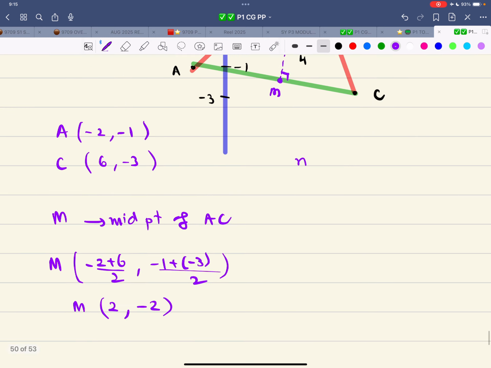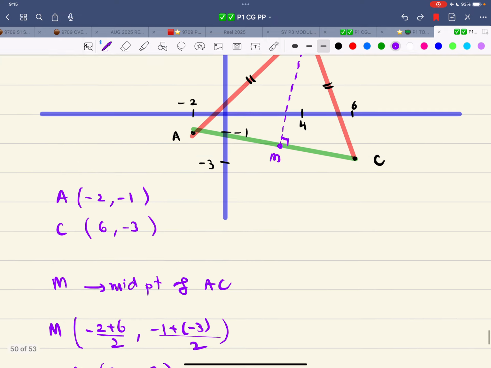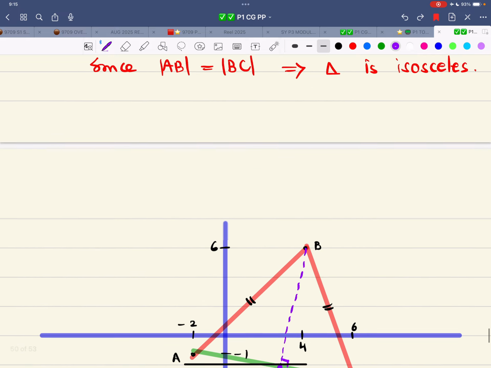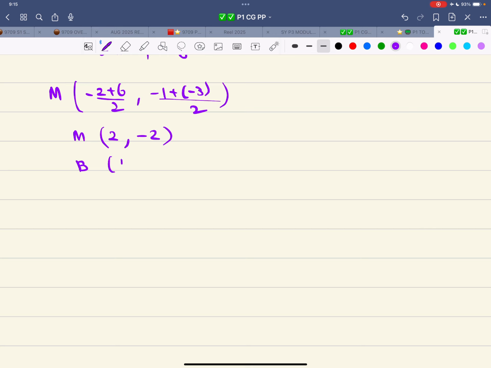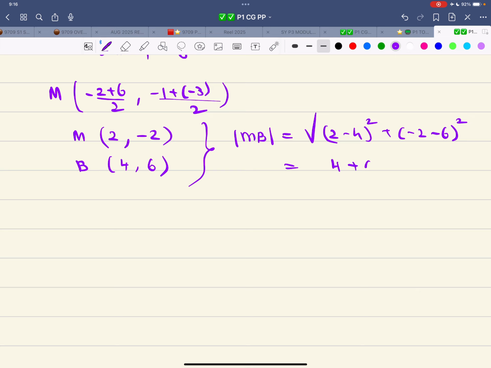Also, let me find the gradient of AC. Actually, I don't need the equation. So I think this is more than enough. I have M. Let me write B over here, which is 4, 6. So B is over here, 4, 6. I'm interested in the distance. So MB is the square root of (2 minus 4) whole square plus (-2 minus 6) whole square. This is 4, this is 64, and this comes out to be root 68 units.